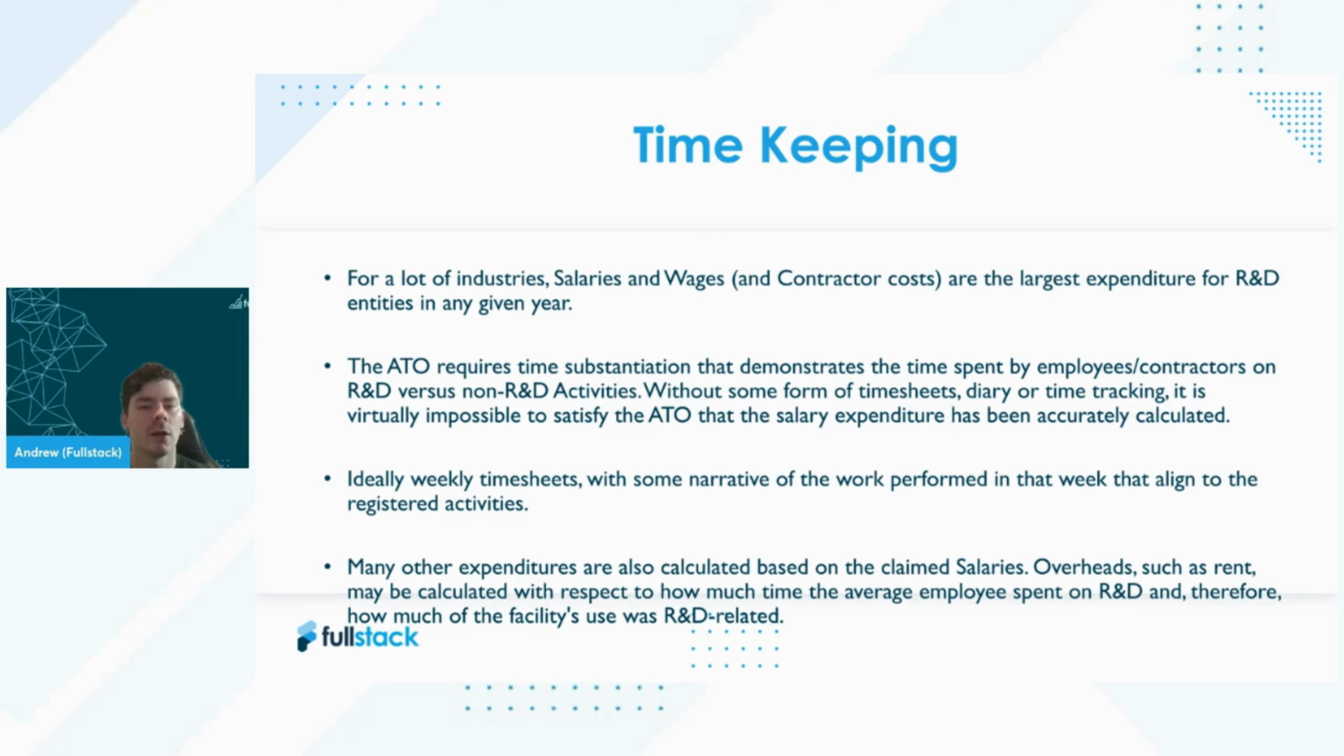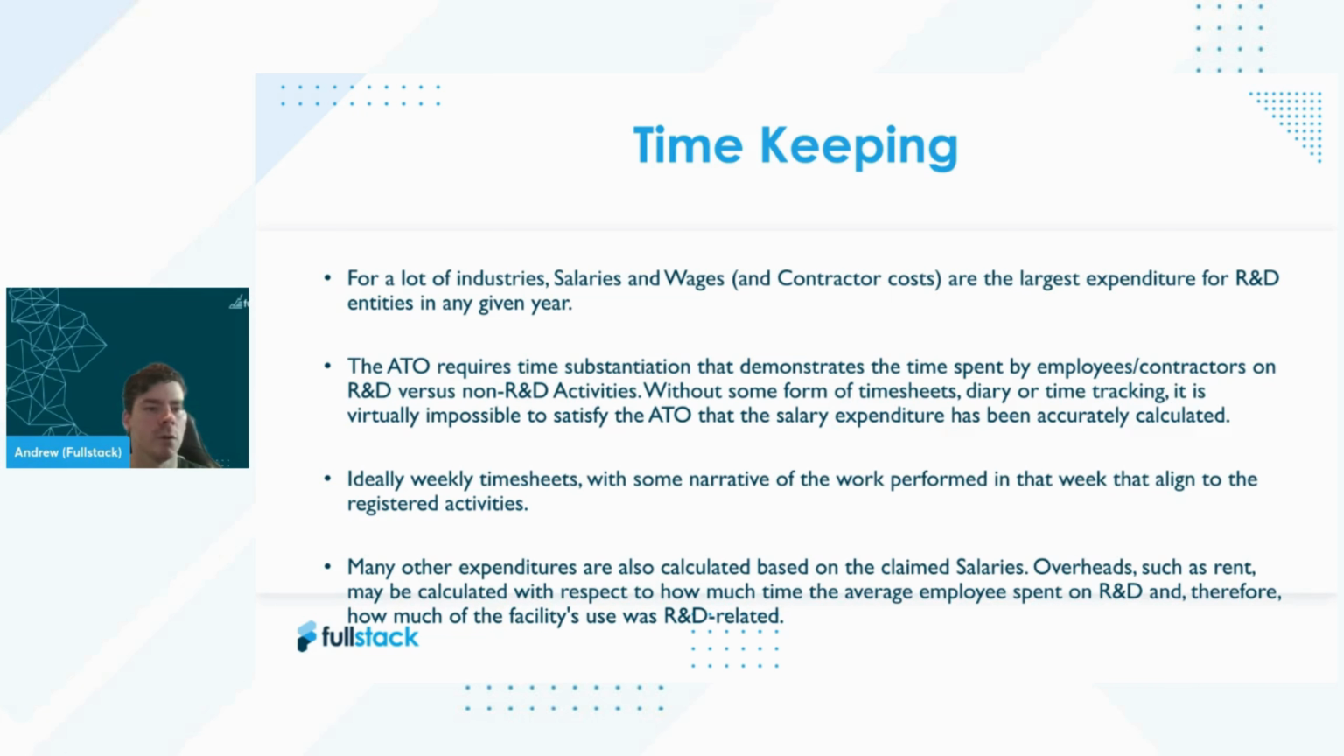And then just to go back on one of those, and probably the most important one, the timesheets are needed to claim salary and wages. Salary and wages is often the biggest expense category, and the ATO requires some form of evidence that proves the time claimed in R&D was actually spent on R&D activities by the employees. That can also relate to contractors if those contractors are employed on a regular basis.